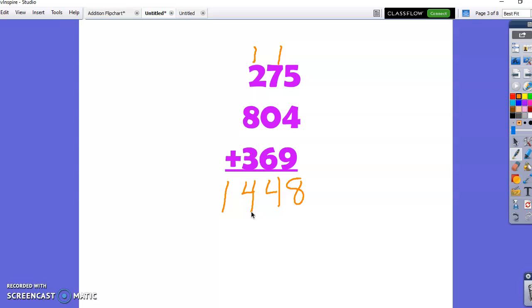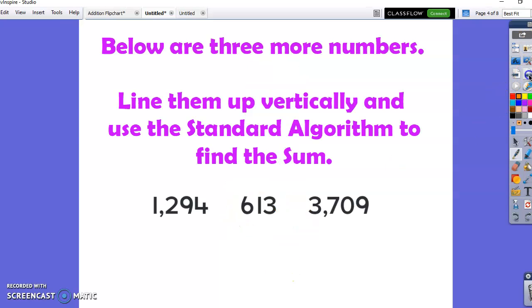So again, make sure you put your commas and punctuation where they're supposed to go. You count 1, 2, 3, and your comma goes in between. So your answer, or your sum, should read 1,448. Let's try another one. So in your journals, make sure you have this answer, and we're going to try one more.